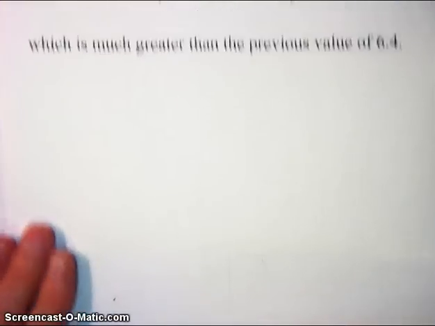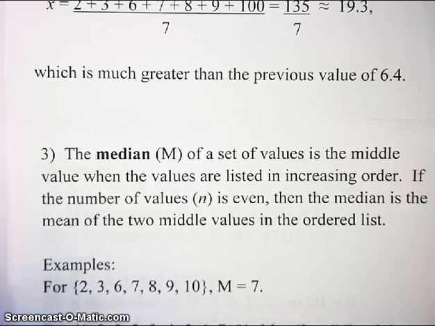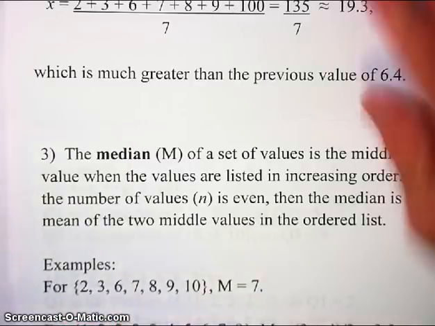The third measure of center we're going to look at is the median. The median of a set of values is the middle value when the values are listed in increasing order. If the number of values is even, then the median is the mean of the two middle values in the ordered list. For instance, in this list, which is already ordered, you can see there are 7 values. The 4th value is the middle one, so the median is 7.